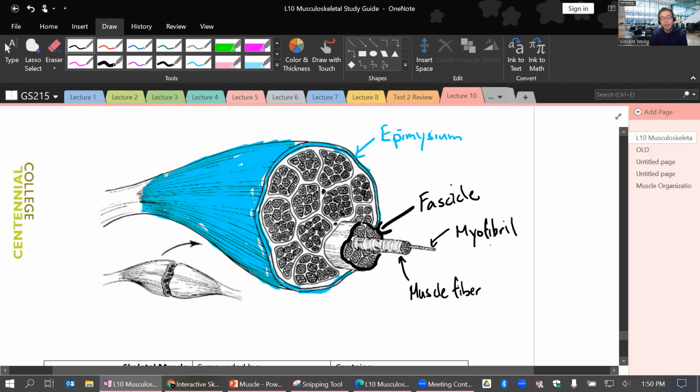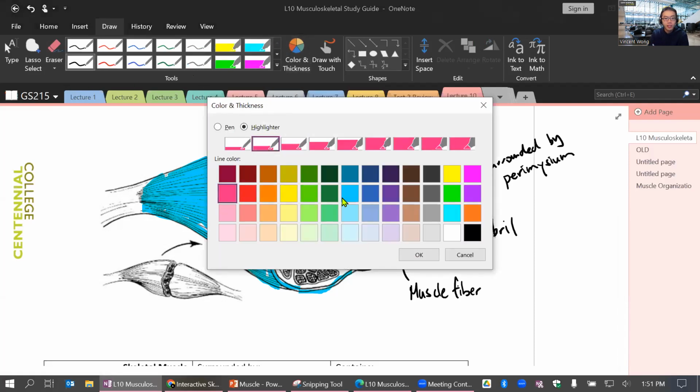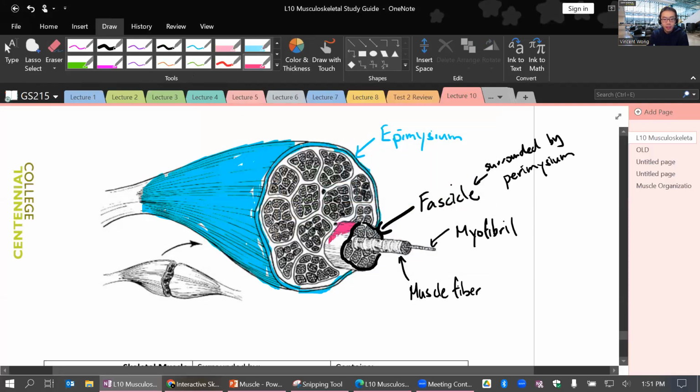Now I'm going to sound like a broken record here. I'm going to be repeating myself a little bit. So the fascicle is surrounded by the perimysium, which is this stuff I'm trying to color right now. See that? That's the perimysium. It's going to be pink all over here. And that's what I was trying to show you earlier. If I peel back the blue, the epimysium, you would immediately be able to see the pink, the perimysium.